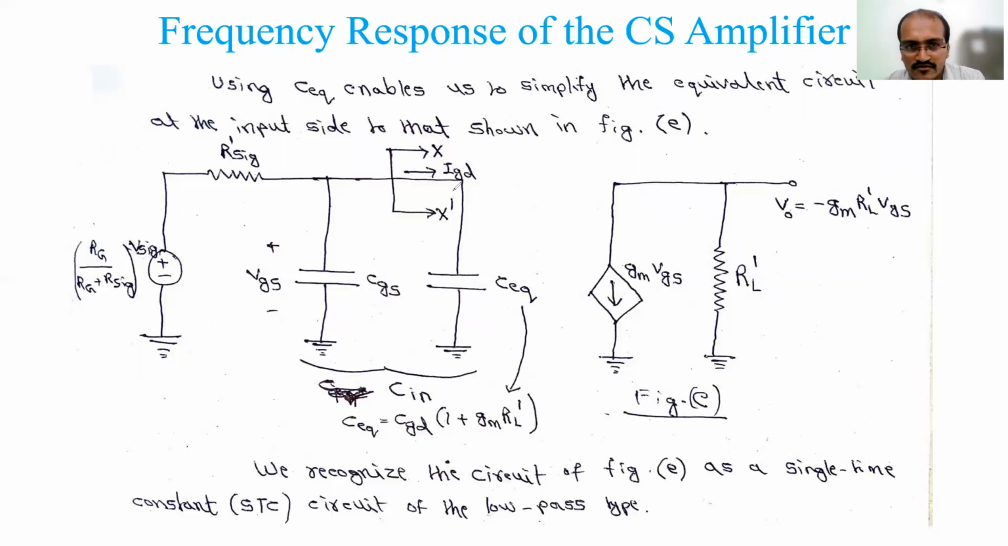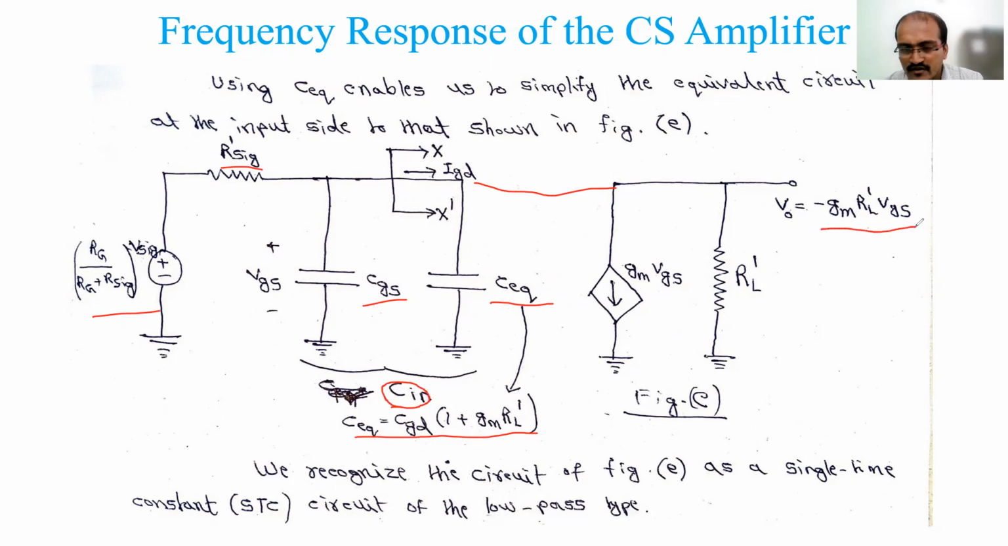This was the complete circuit, where the connection was there. Now this is removed and replaced by an equivalent capacitance of the value written over here, C equivalent, CGD into 1 plus GM RL dash, because of this IGD current. And here you have the remaining circuit as it is, what we had earlier. This is our signal dash, and now CGS and C equivalent are in parallel, so I call it a new capacitance value called C in, the input capacitance. And the output side has no changes. GM VGS RL dash is there, so V naught equals GM RL dash VGS.